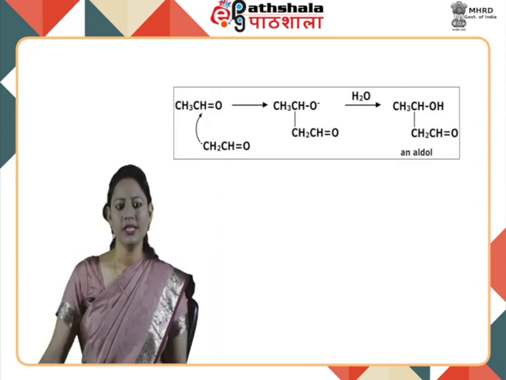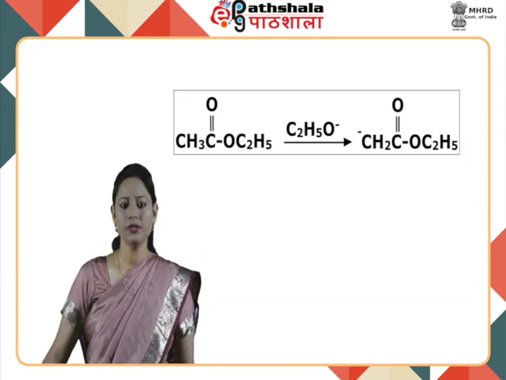Here you can see acetaldehyde in the presence of base gives a carbanion in which the alpha hydrogen is abstracted. This carbanion attacks the C=O group of another carbonyl to give an intermediate which then gives a beta hydroxyaldehyde, which is known as aldol. Next, let us see another type of condensation reaction which involves formation of carbanion.